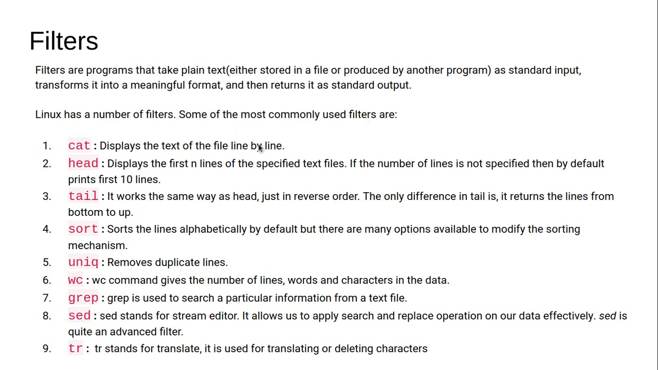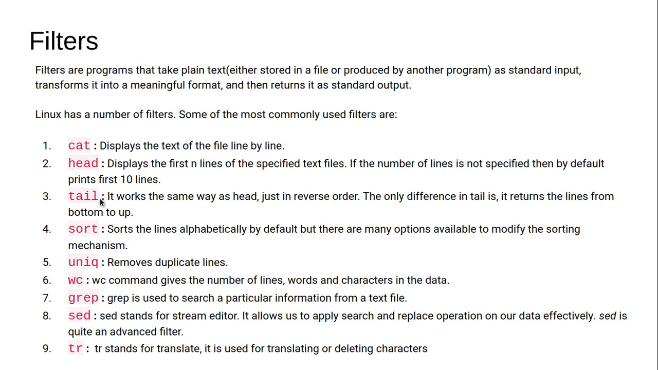Some of the most commonly used filters are the cat command. Cat is basically used for displaying the text of a file line by line. We have seen this command a lot of times. Today we are also going to create a file with the cat command, along with the redirection symbols that we saw. Head command: head is used to display the first 10 lines of the file on the standard out.